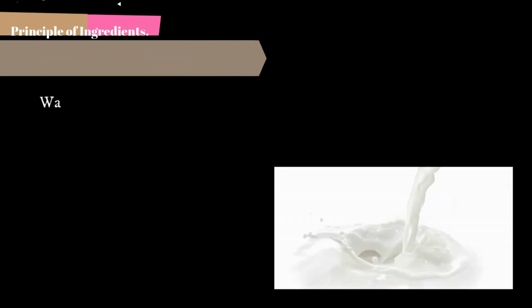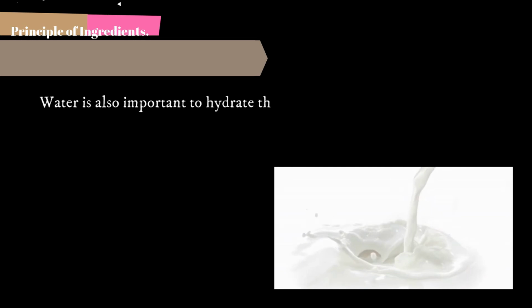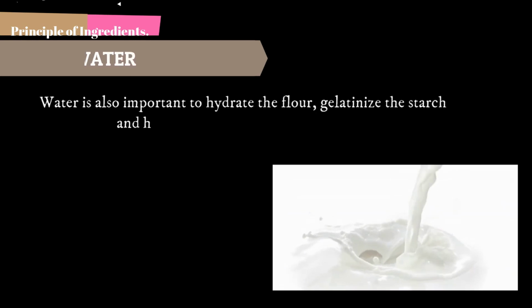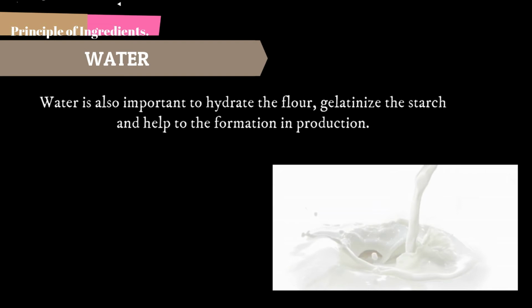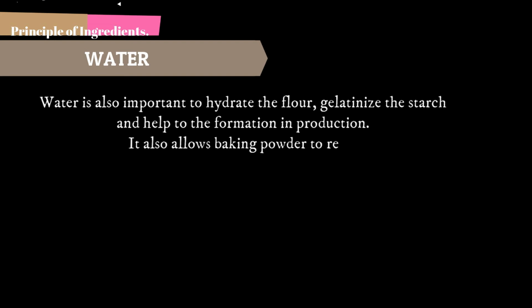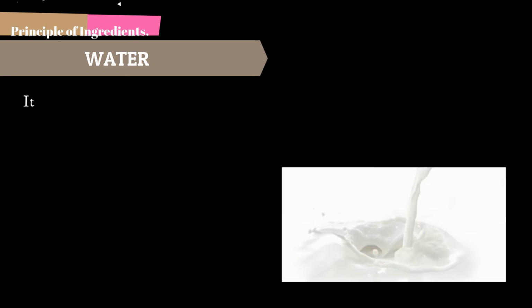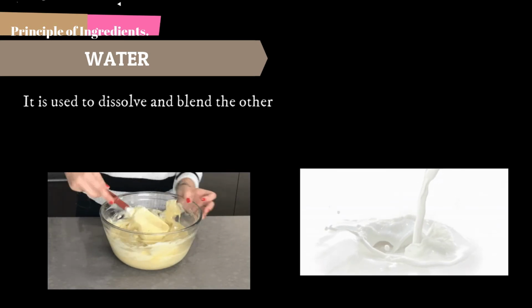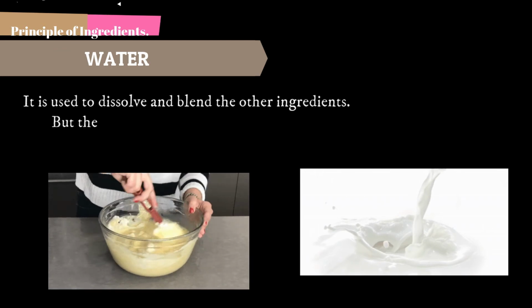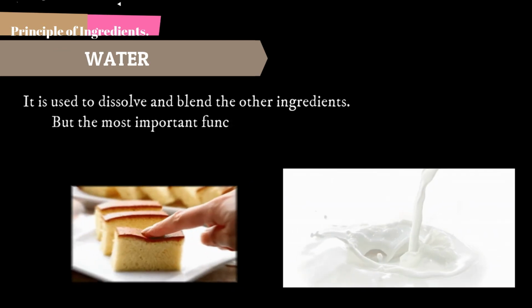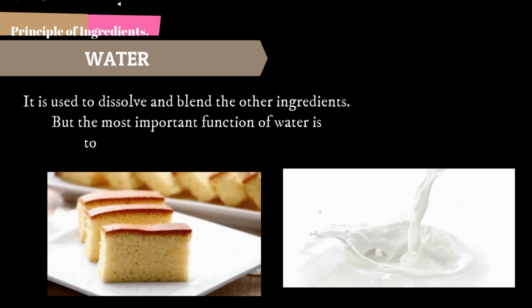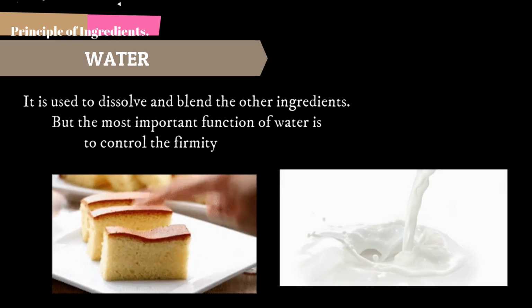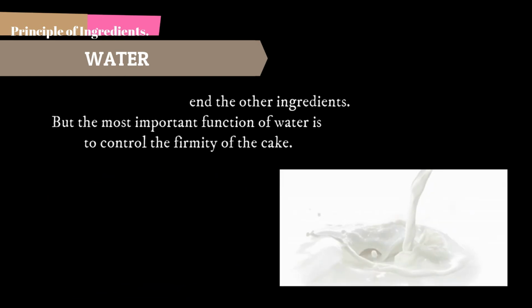Water is also important to hydrate the flour, gelatinise the starch, help gluten formation, steam production, and allow baking powder to react. It is used to dissolve and blend the other ingredients. But the most important function of the water is to control the fluidity of the cake. With too much or too little, it is not good.